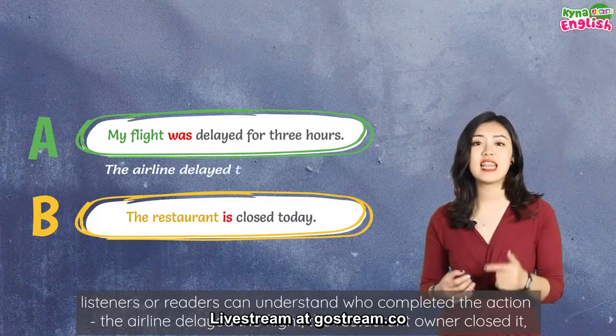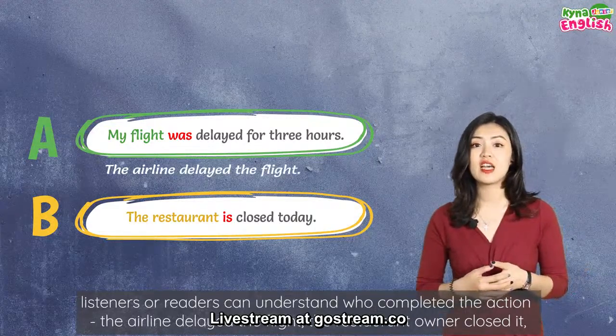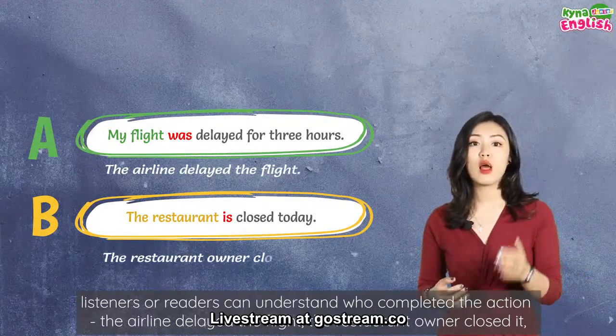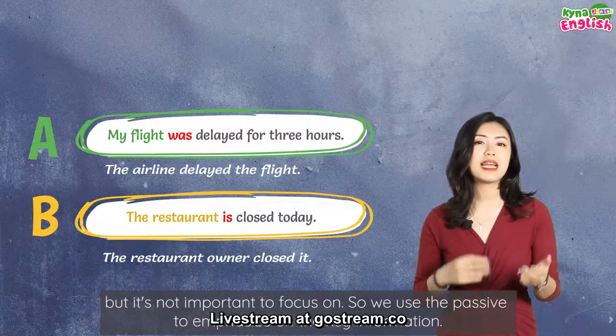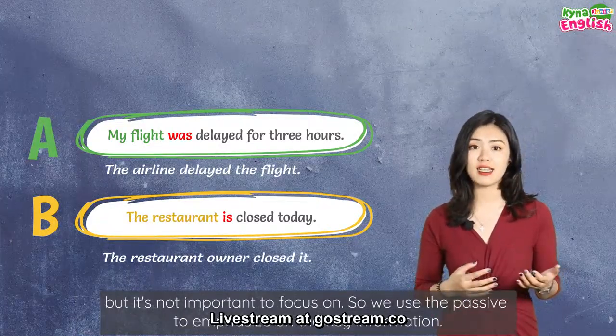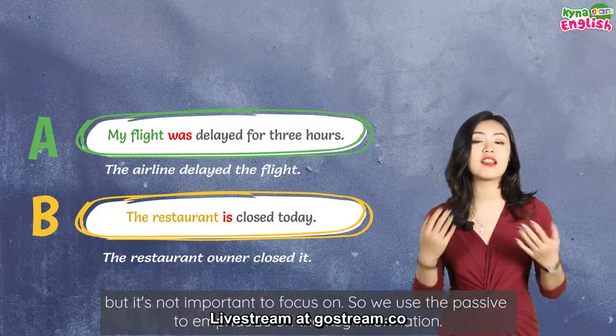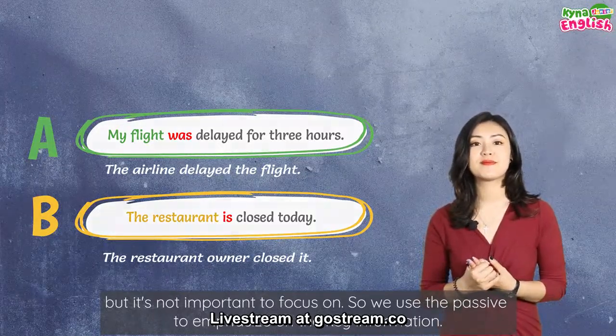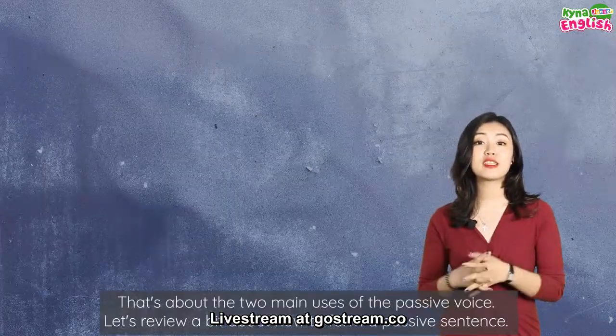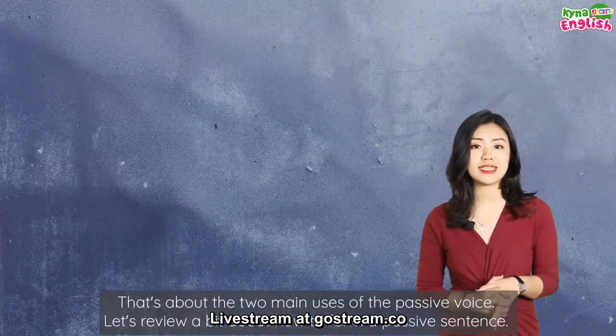The airline delayed the flight. The restaurant owner closed it. But it's not important to focus on. So, we use the passive to emphasize the key information. That's about the two main uses of the passive voice.